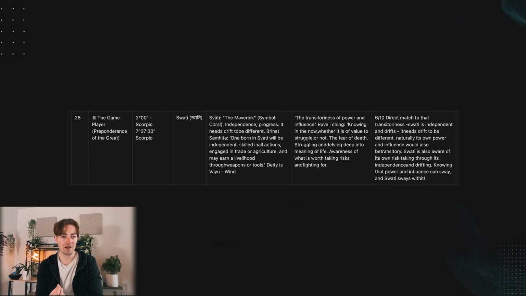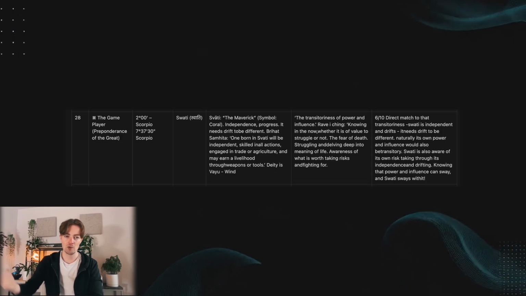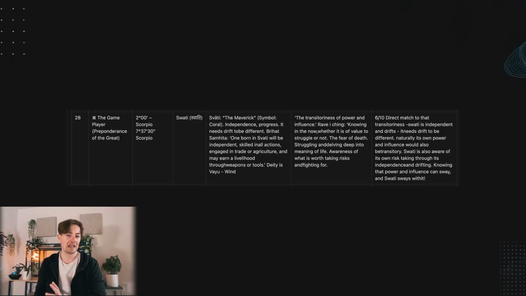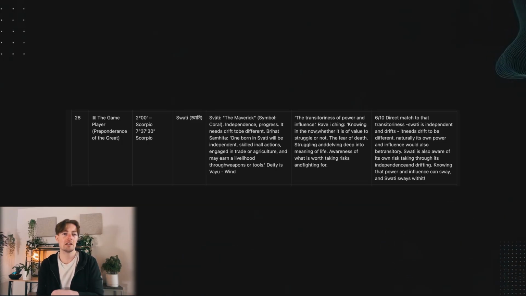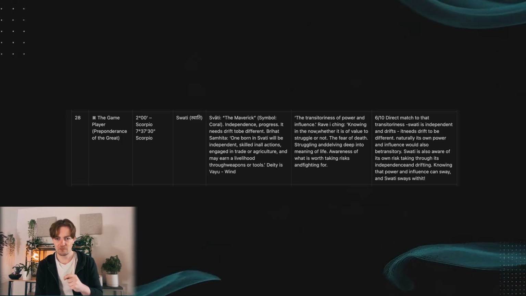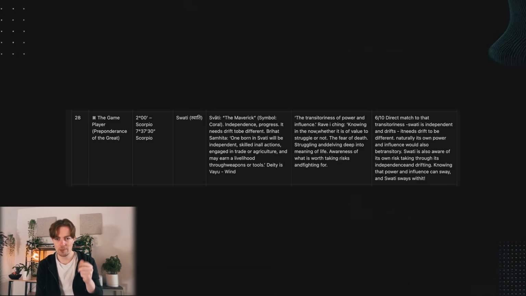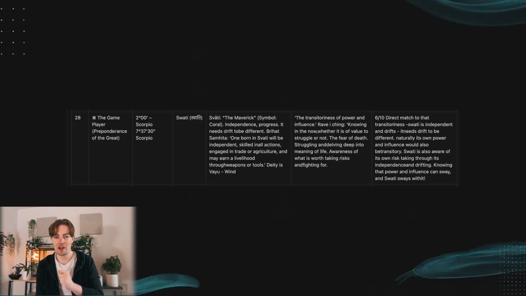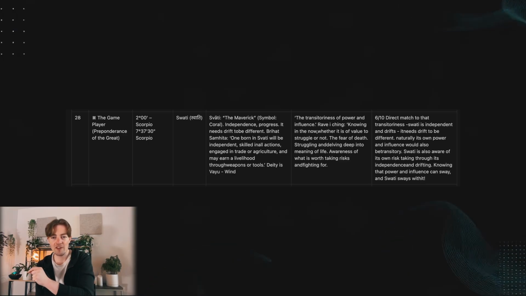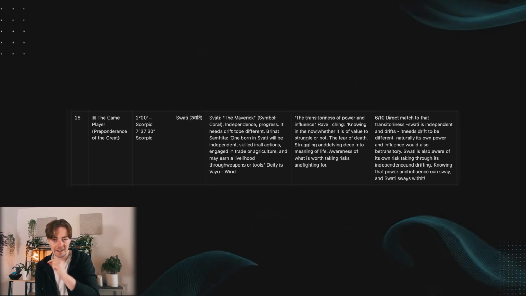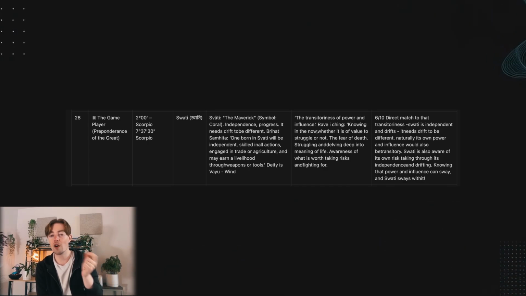So this game player does well in Scorpio, being a power sign ruled by Mars, which can be associated with athletics and battles and games to some extent, war games. Game player. There's a sense of transitory power and influence, knowing in the now whether it is of value to struggle or not. Should I put myself deep into this game or not? There's a sphere of death. There's a real risk to playing the game, struggling and then delving deep into the meaning of life, going into the game. Awareness of what is worth taking risks.